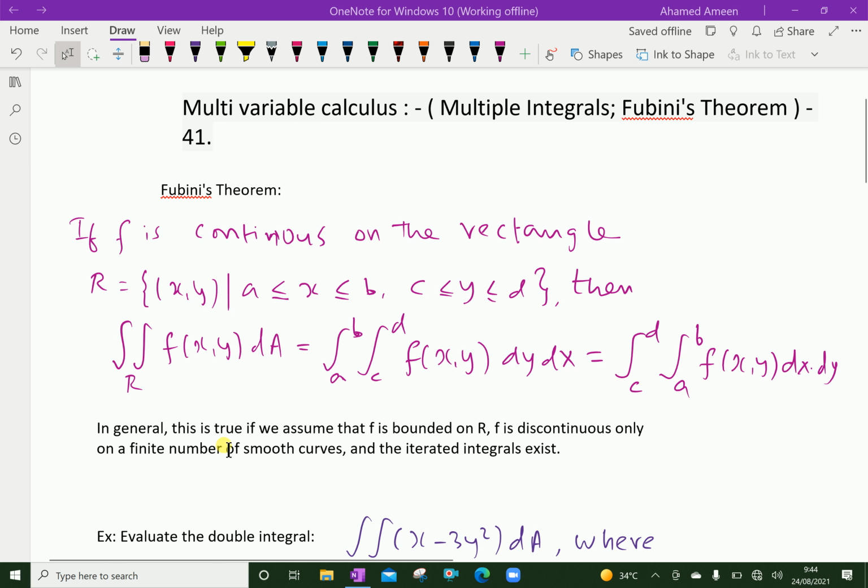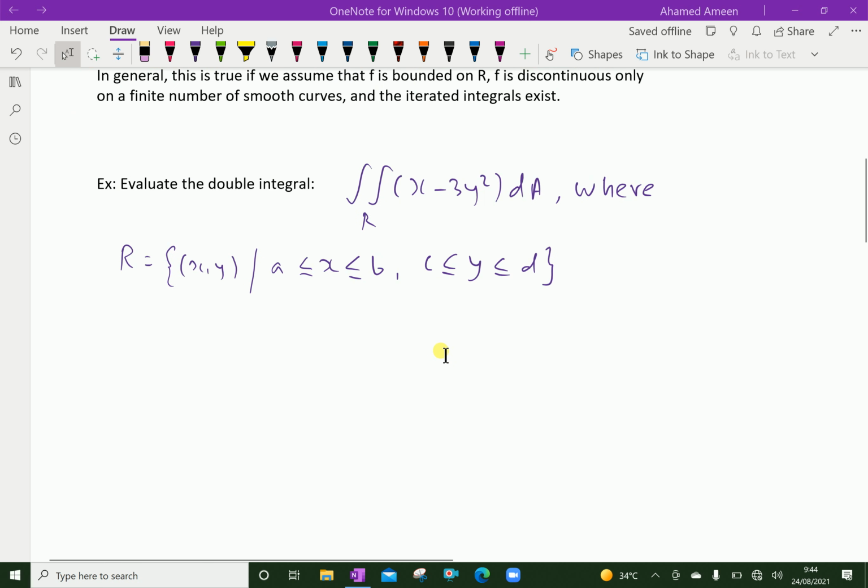In general, this is true if we assume that f is bounded on R, f is discontinuous only on a finite number of smooth curves, and the iterated integrals exist. In Fubini's theorem, if the order of integration is reversed, then the value will be the same. That means the integral from a to b and c to d of f(x, y) dy dx is equal to, with the order reversed, the integral from c to d and a to b of f(x, y) dx dy. Both are equal.